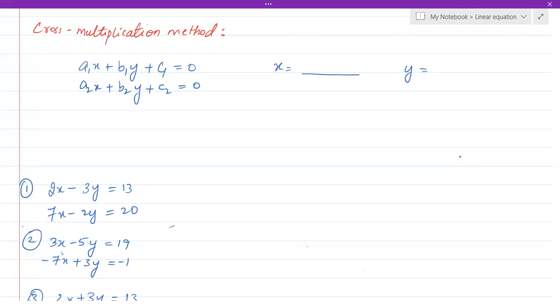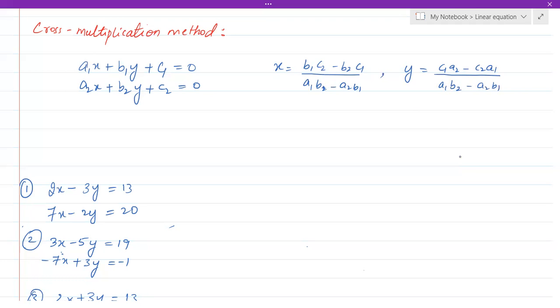Okay, let's write the formula to find x. The formula to find x is actually b1 c2 minus b2 c1 divided by a1 b2 minus a2 b1. Okay, and the formula to find y is c1 a2 minus c2 a1 divided by the same thing as in the x, a1 b2 minus a2 b1. This is the ready-made formula to find the value of x and y.